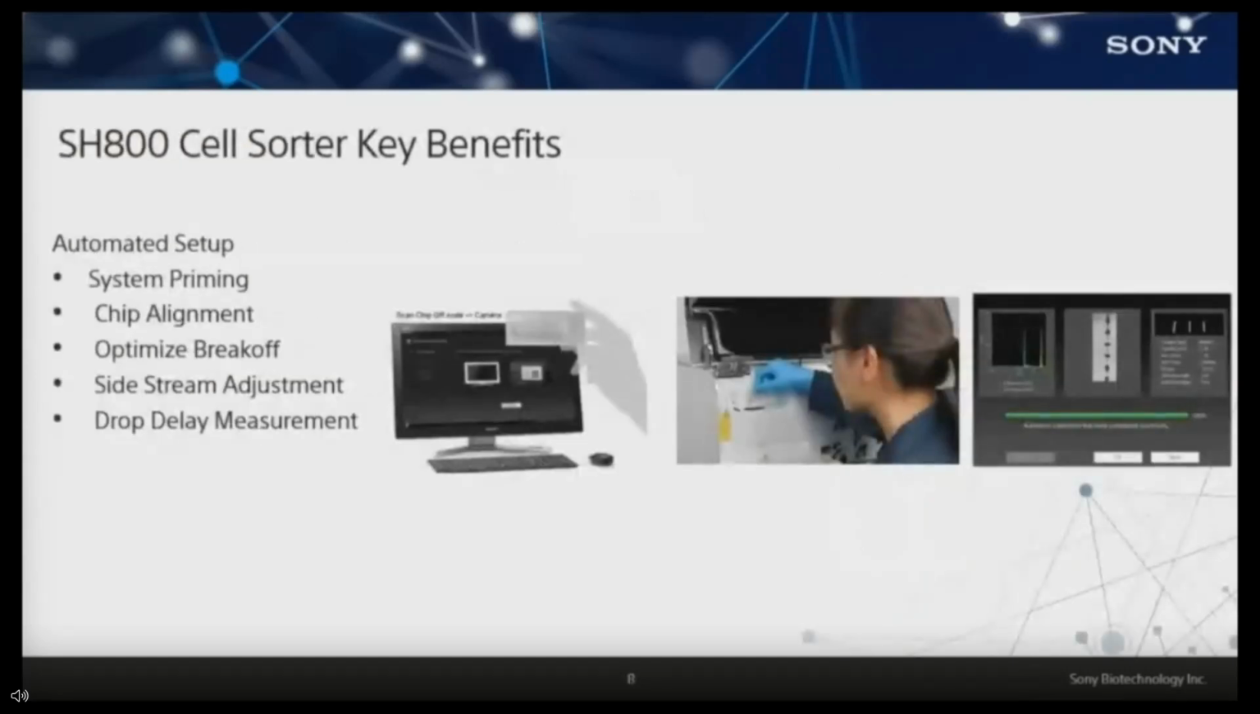Moving on to the SH800 cell sorter key benefits. Again, automated setup, a lot of automated features with this system. System priming, chip alignment, optimized break-off, side stream adjustment, and droplet delay measurement is all done automatically. Add some beads, walk away. The system will get itself up and running for your daily sorts.